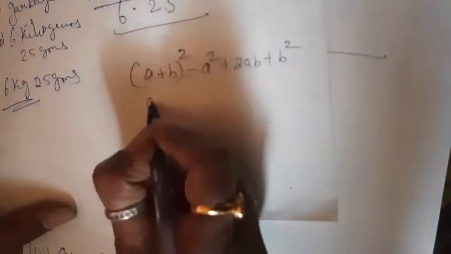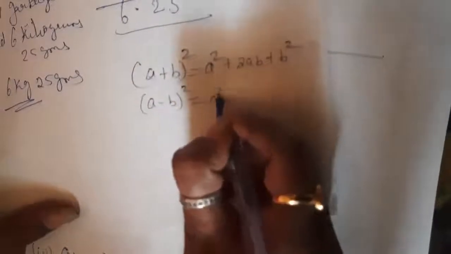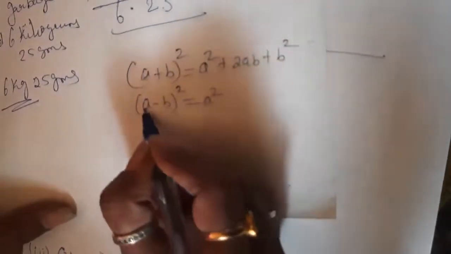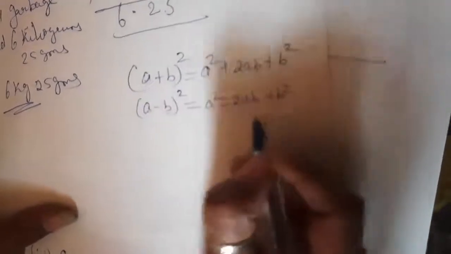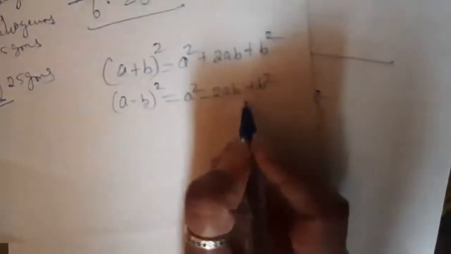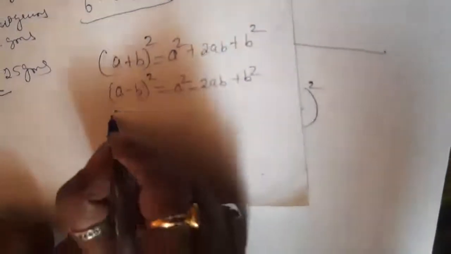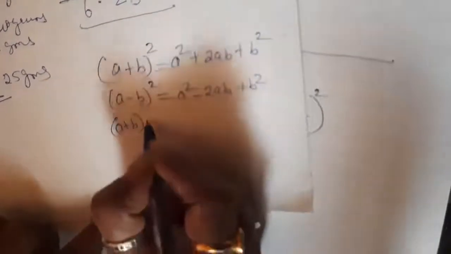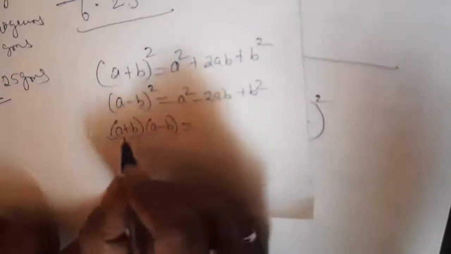Okay, and a minus b the whole square is a square, 2 into a, 2a into minus b is minus 2ab, and minus b into minus b gives us plus b square. Understood? Minus b into minus b gives us plus b square. Okay, this much is clear? Yes, children?